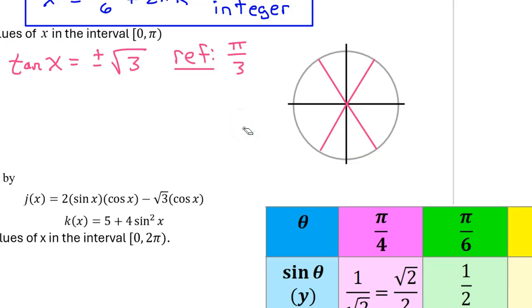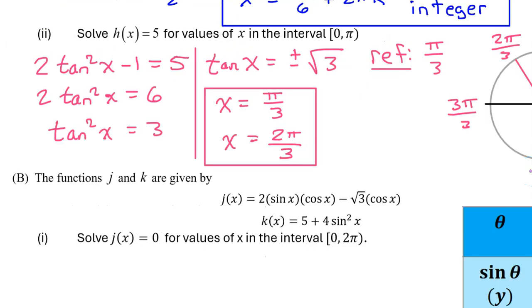Since tangent is allowed to be positive or negative this time, normally we would find 4 solutions, 1 in every quadrant. But the domain is limited to the interval from 0 to pi, so we will disregard these 2 solutions. Since the reference angle is pi over 3, this angle in the first quadrant is pi over 3 itself, and thinking of pi as 3 pi over 3, we know that this angle is 2 pi over 3. That's it. These are the 2 solutions on the interval from 0 to pi.